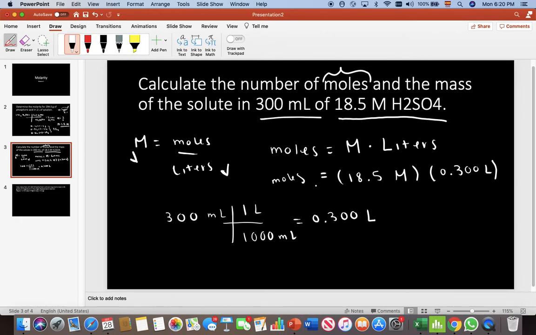Okay, so grab your calculators, guys. 18.5 times 0.300 is equal to 5.55 moles. And this would be your answer. Perfect. Okay, so let's get into a more challenging problem.